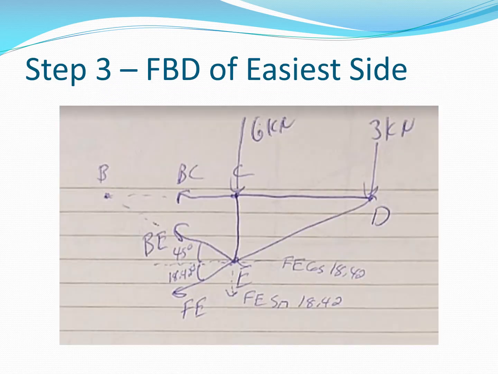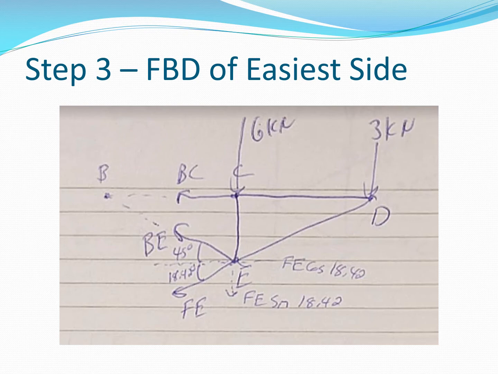And if you remember, step three was to draw the free body diagram of the easiest side. So there you go. We've got the three forces, FE, BE, and BC. And we've got the two remaining forces that are external forces, 6 kilonewtons and 3 kilonewtons applied to it. And I've got the angles based upon the measurements from the first part of the example. So what are we going to do?